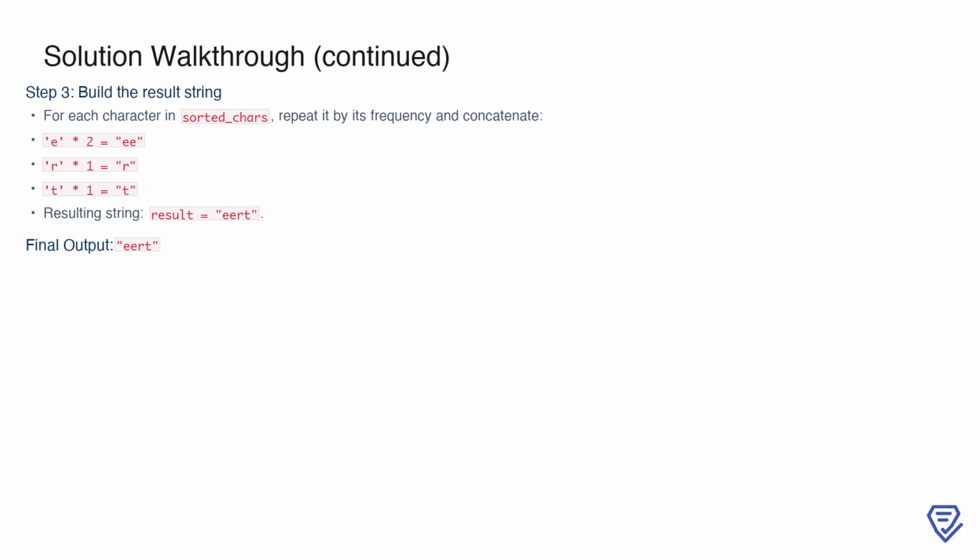For example, E appears twice, so we repeat it to get EE. Similarly, R and T each appear once, so they become R and T respectively. Concatenating these gives us the string ERT. This is the final result for the input s equals tree. The most frequent characters appear first, and ties are resolved alphabetically.